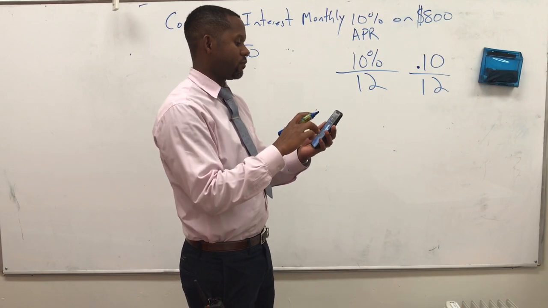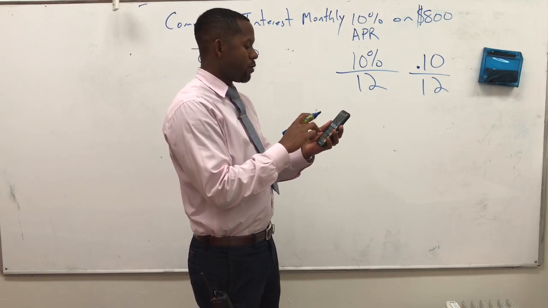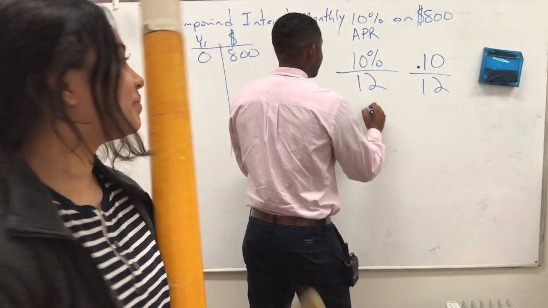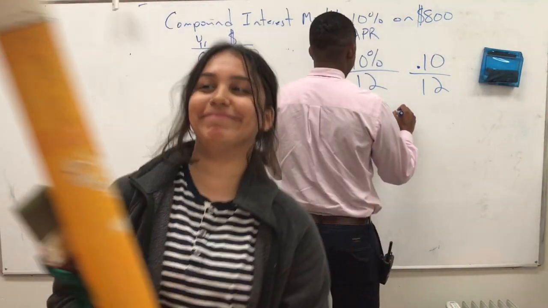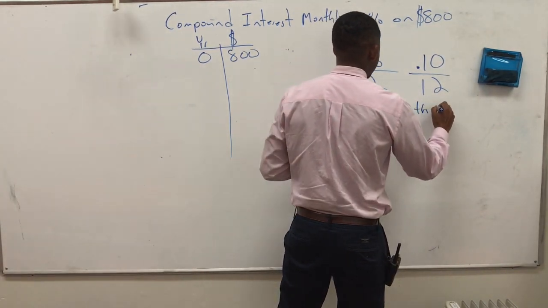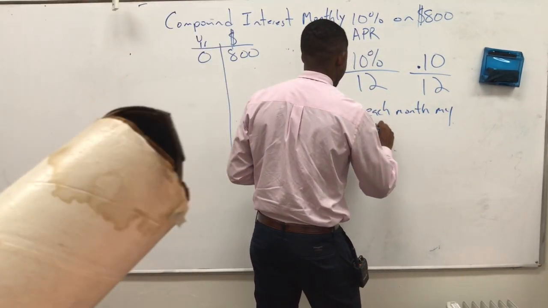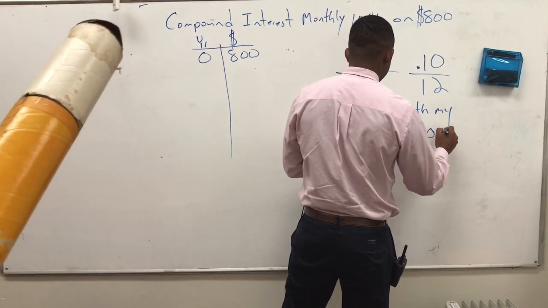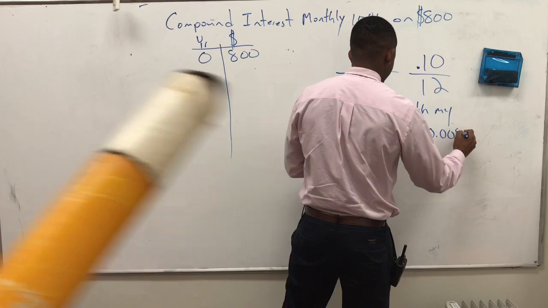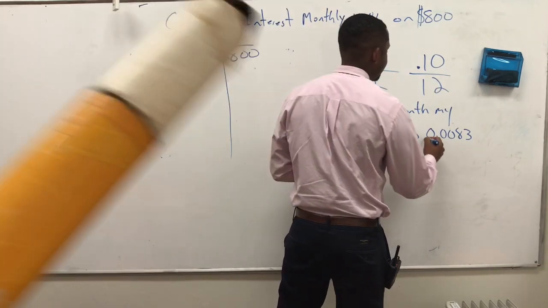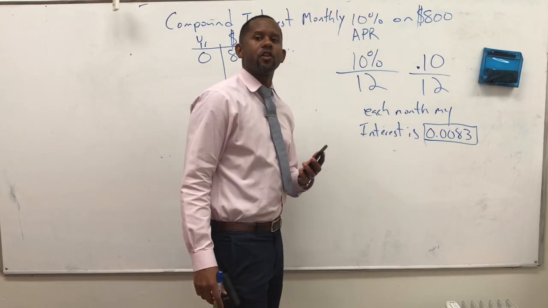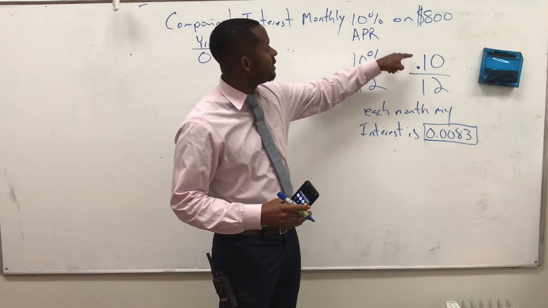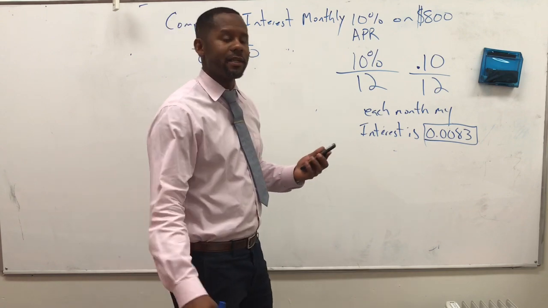I'm going to take 0.10 and divide it by 12. Let's see what that is. 0.1 divided by 12 is, so each month, the interest I gain is 0.0083. That's what I have to charge them in interest each month. If I did that 12 times, it would equal 0.10, which is my 10%.